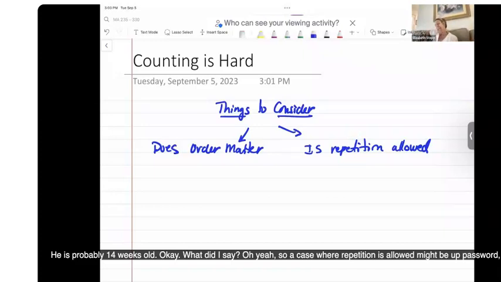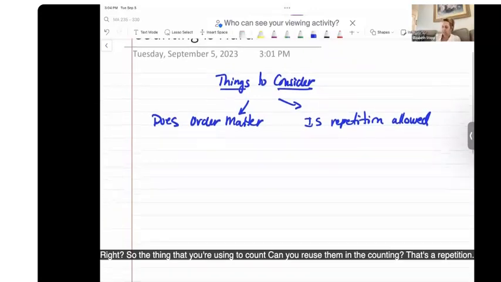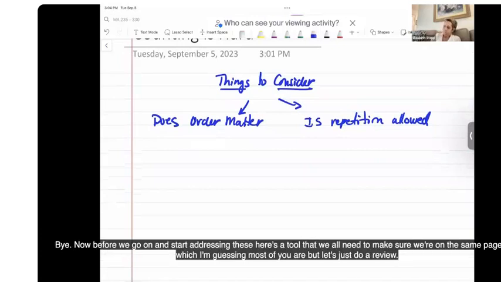Oh, yeah. A case where repetition is allowed might be a password. You don't use up the letters. You can keep using the same letters over and over and over. So the thing that you're using to count, can you reuse them in the counting? That's repetition. All right.